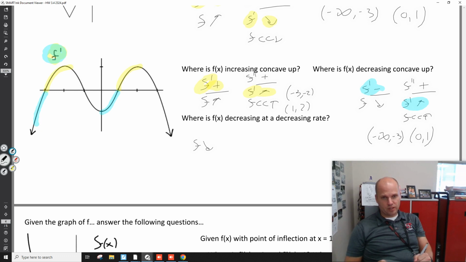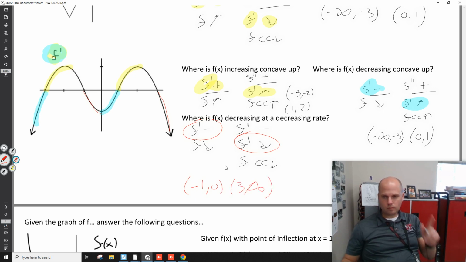F is decreasing. That means F prime is negative. F's rates are decreasing. All right, well, that covers that. You don't really need anything else. F prime is negative. F prime is decreasing. There. -1 to 0 and 3 to infinity.